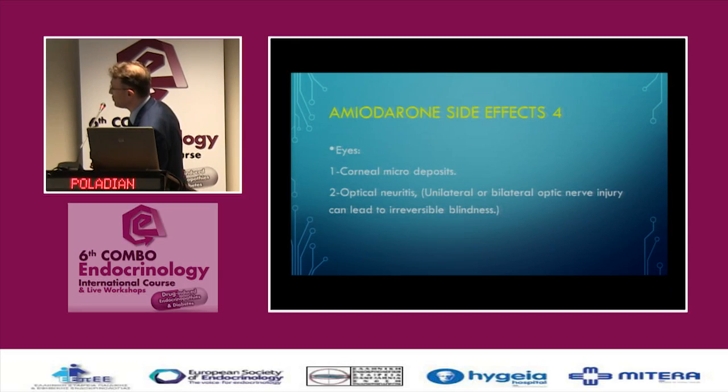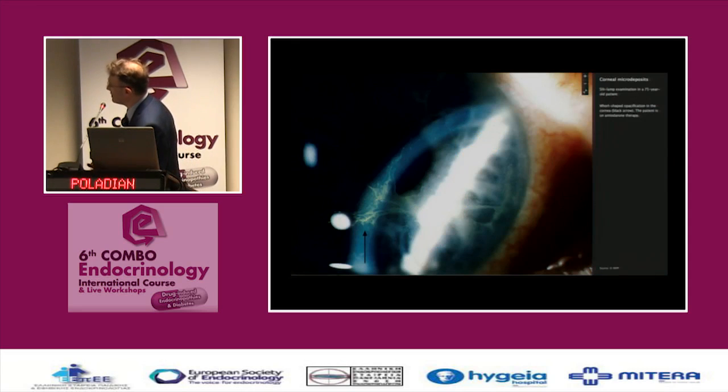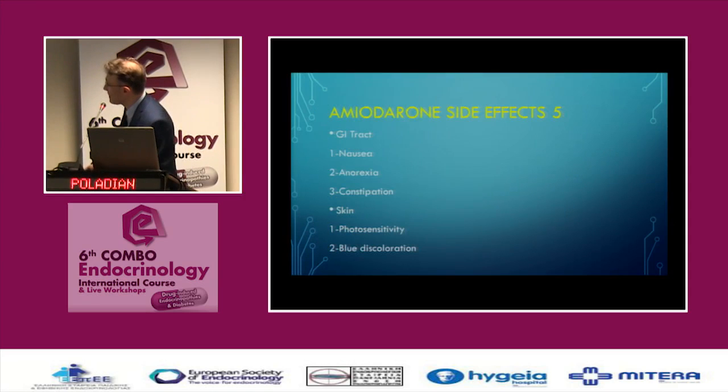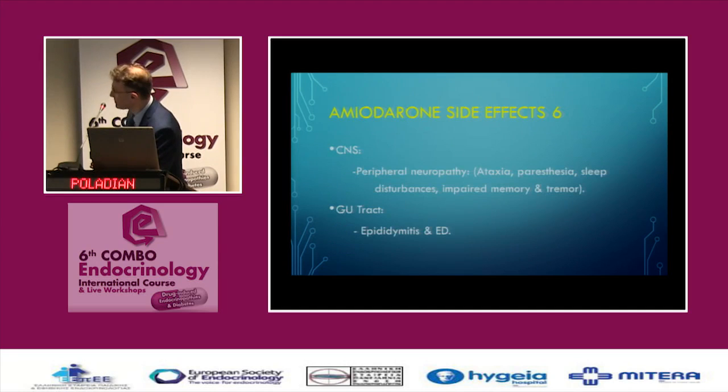In the eyes, it causes corneal microdeposits and optic neuritis, unilateral or bilateral, and can lead to irreversible blindness. And this is a very nice picture of that. As you see, this is a 74-year-old male having these microdeposits. Its side effects on the GI tract: nausea, anorexia, constipation; and on the skin, photosensitivity and discoloration. In the central nervous system: peripheral neuropathy, ataxia, paresthesia, sleep disturbances, impaired memory, and tremor. In the genitourinary tract: epididymitis and erectile dysfunction.